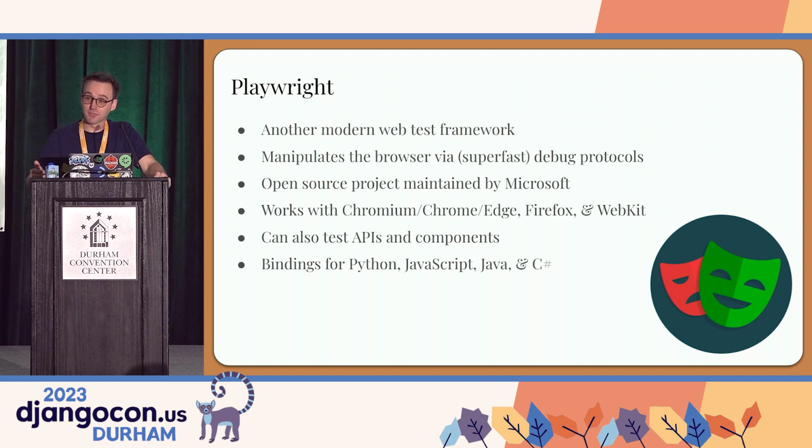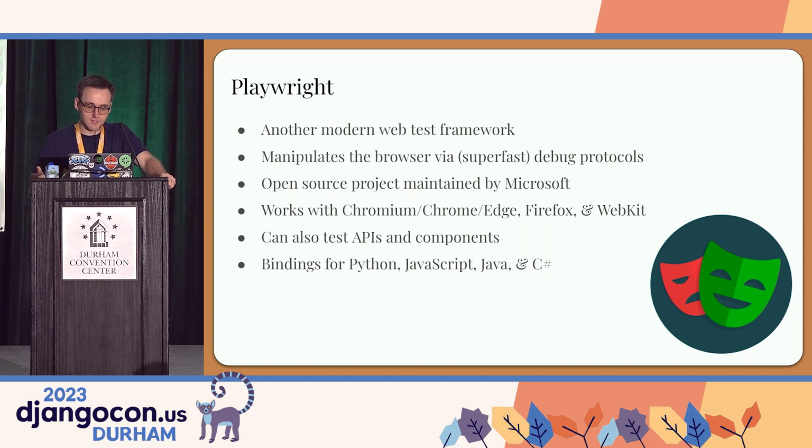Like I said, this is a Microsoft project. It is a spiritual descendant of Puppeteer, if you've heard or used Puppeteer. But whereas Puppeteer was more just browser automation, Playwright is truly focused on testing and test automation. It works with browser projects for Chromium, Firefox, and WebKit, and I'll talk a little bit more about that in a moment. Like Cypress, it can also test APIs and components.